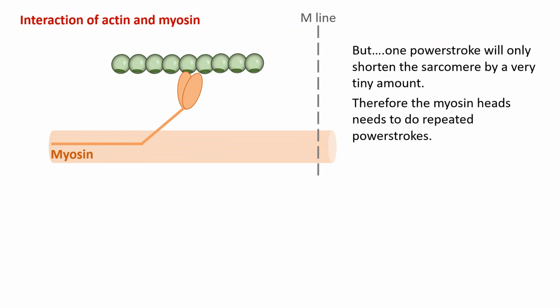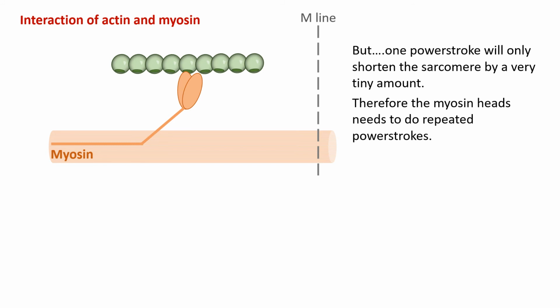So back to our myosin head. We left him in his high energy state. He's done his power stroke, so he formed the cross bridge. Now he's done the power stroke. He's moved actin towards the M line. But as I said, it's only a very tiny amount. This one movement by myosin, this one power stroke, is not going to achieve a whole lot of contraction, even if it is in every single sarcomere. So they need to do repeated power strokes, depending on the amount of contraction needed.